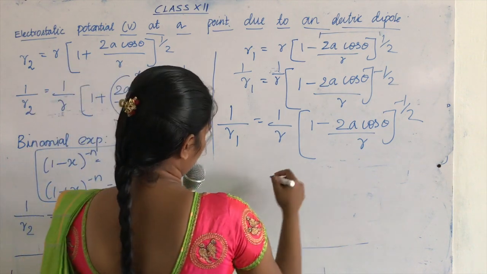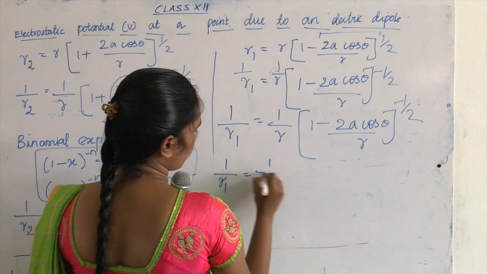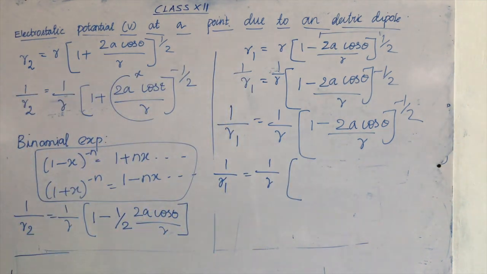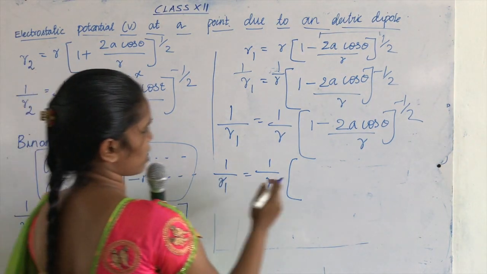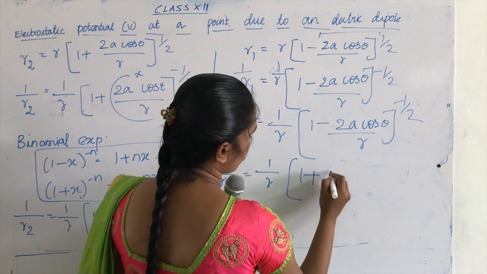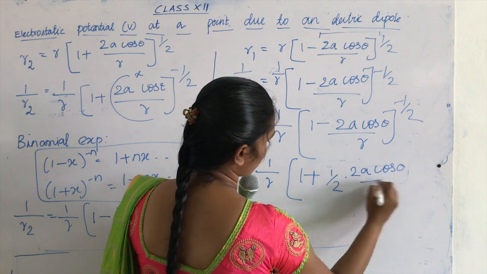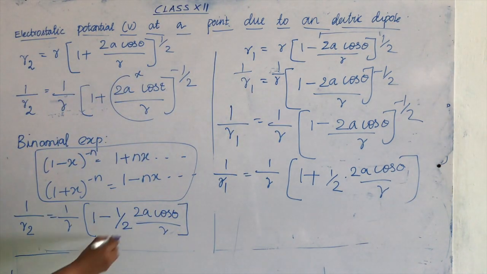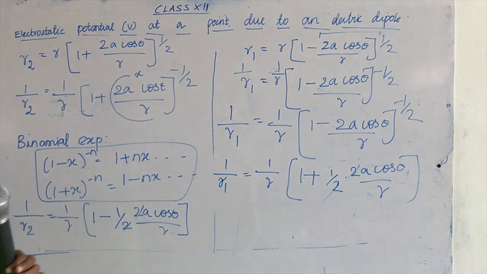Apply here 1 by R1 equal to 1 by R. This is in the form of 1 minus x power minus n, so it becomes 1 plus nx, where n is 1 by 2 and x is 2A cos theta by R. Do you understand? Now this 2 and this 2 get cancelled.